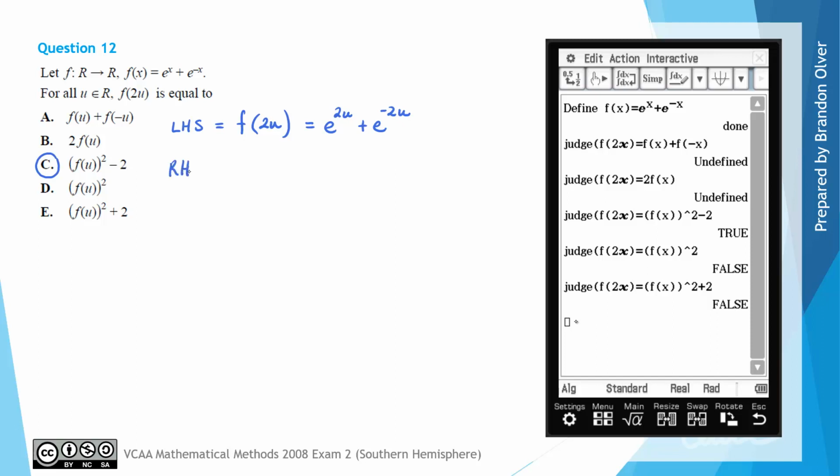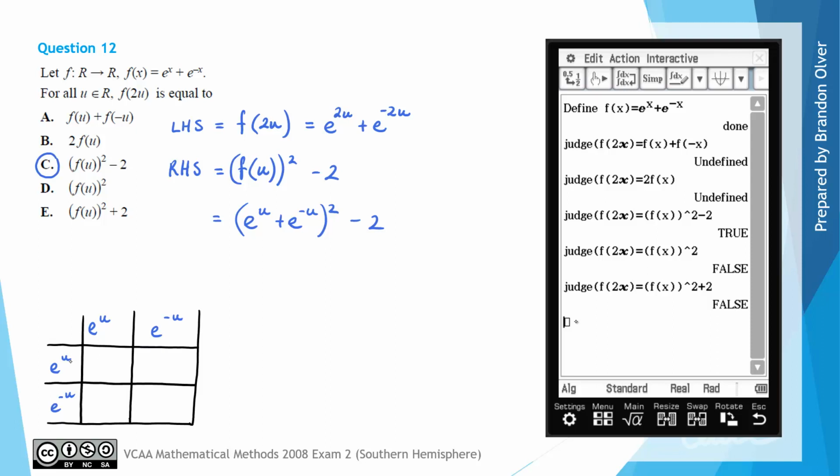Then the right-hand side, so to speak, is going to be f of u, and then we square it, minus 2. Now f of u all squared is just e to the power of u plus e to the power of negative u multiplied by itself, or squared, minus 2. And I'm going to use a grid to expand that. So we're going to have e to the power of u, and then an e to the power of negative u, and then the same down the side here. So e to the u times e to the u is e to the power of 2u.